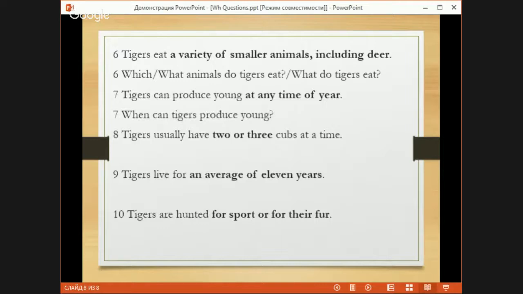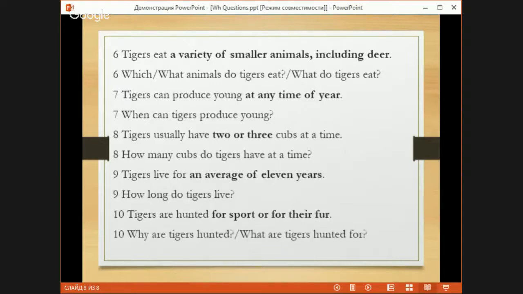When can tigers produce young? How many cubs, these are like small babies, do tigers have at a time? How long do tigers live? And the last one, why are tigers hunted, or what are tigers hunted for? We have a preposition at the end.